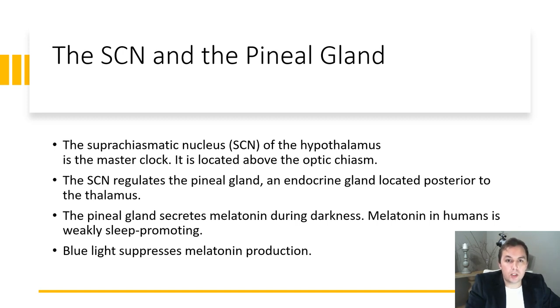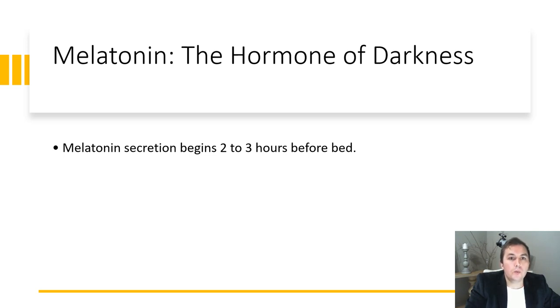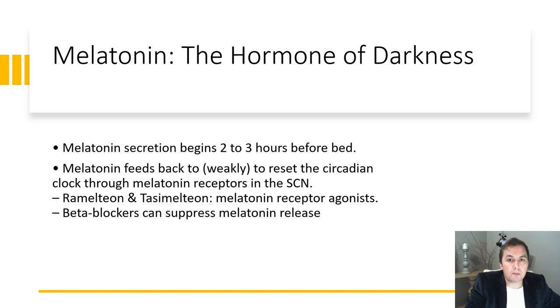Blue light suppresses melatonin production via activation of the retinohypothalamic tract, which I just talked about, which then affects the suprachiasmatic nucleus and feeds back onto the pineal gland. So melatonin goes up during darkness. It is also known as the hormone of darkness. The secretion of melatonin begins 2 to 3 hours before bedtime, and in fact, you can use the onset of melatonin secretion as a measure of the phase of the circadian clock. Melatonin weakly feeds back to reset the circadian clock through melatonin receptors located in the suprachiasmatic nucleus.